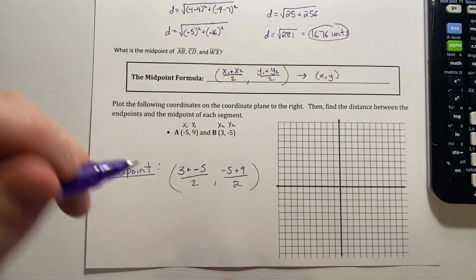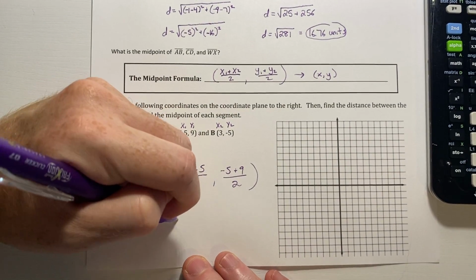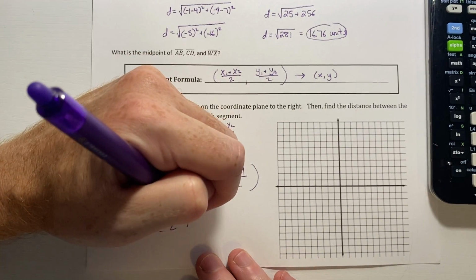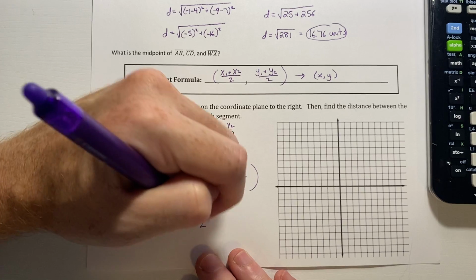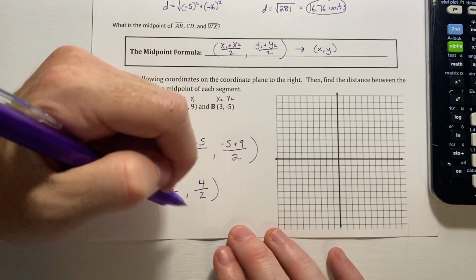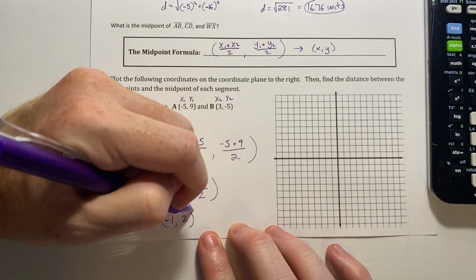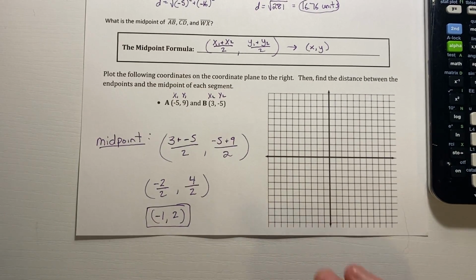All right, so 3 plus a negative 5 is a negative 2 over 2. Negative 5 plus 9 is a positive 4 over 2. And I can keep simplifying. This right here gives me a negative 1. 4 over 2 gives me a 2. So the midpoint is a negative 1, 2.